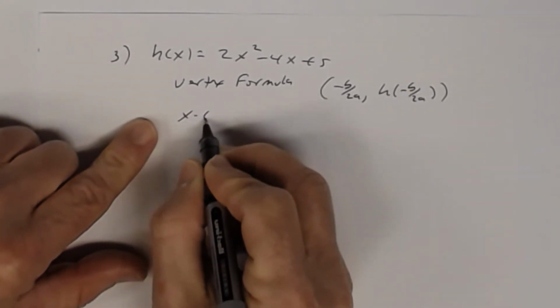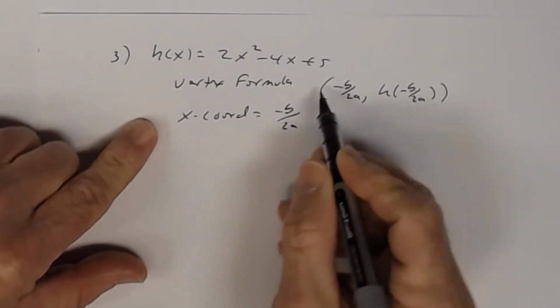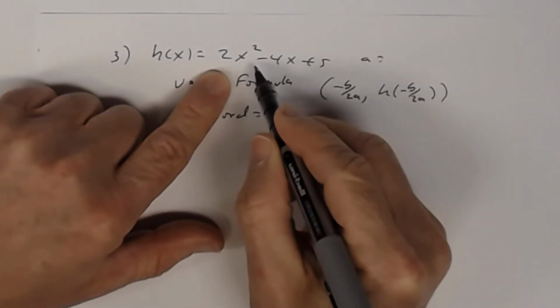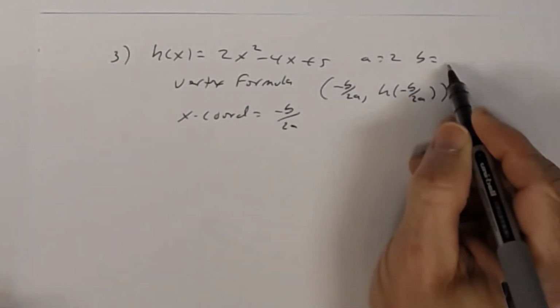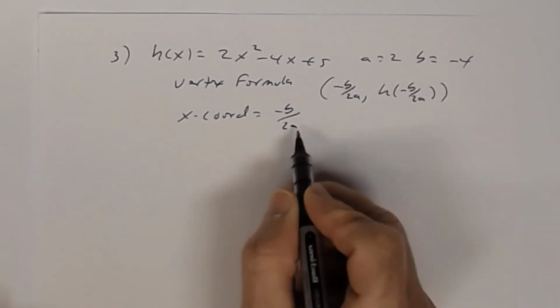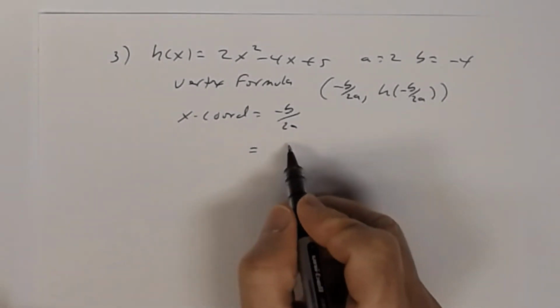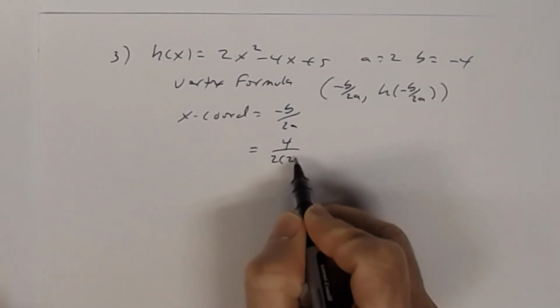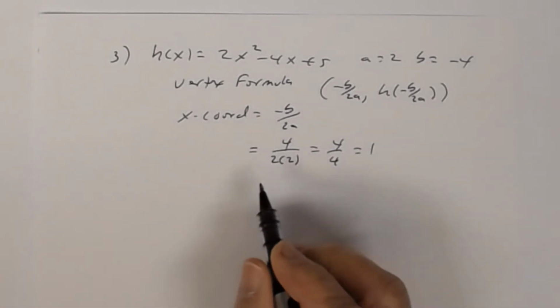So let's find the x coordinate of the vertex. So the x coordinate of the vertex is negative b divided by 2a. Remember, a is the coefficient of x squared, so a is 2, and b is the coefficient of x, so that's negative 4. So we're going to substitute in there. So I get the opposite of negative 4, which is positive 4, divided by 2 times 2, which is 4. So I get my x coordinate to be 1.